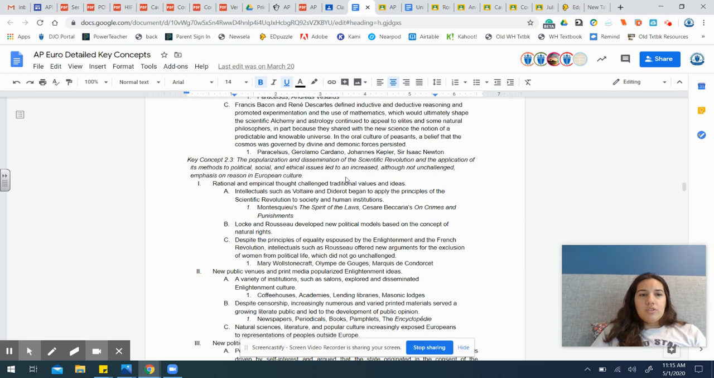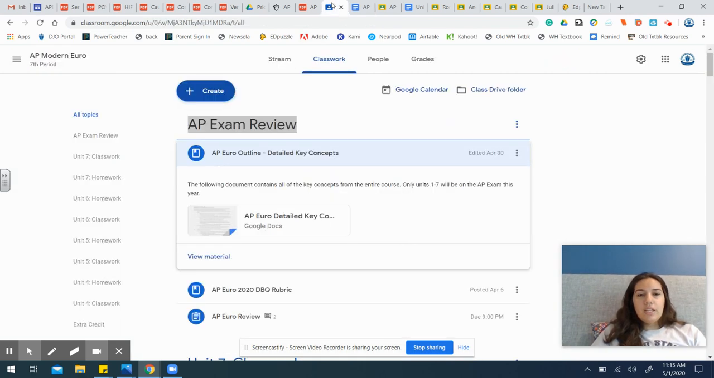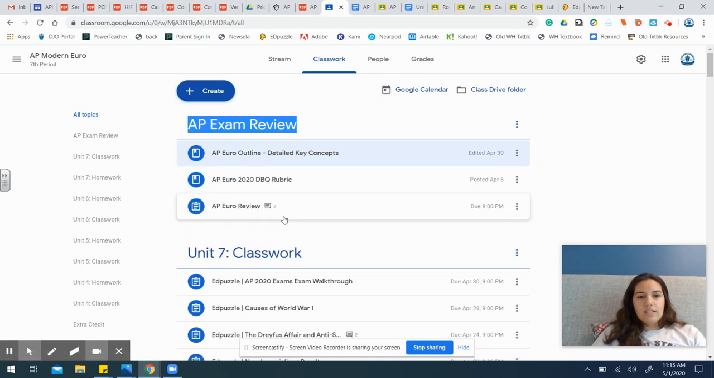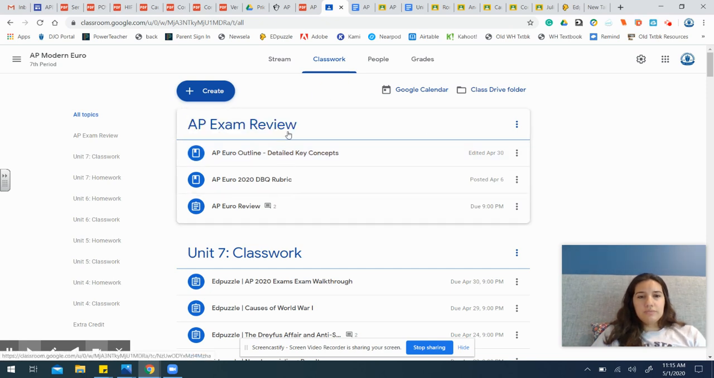Okay. So make sure you look at the detailed outline here, as well as your study guides, which is here. So everything you need for the review will be under this AP exam review section. You can also look on the side here, AP exam review, click on it, and it'll bring up all these points.